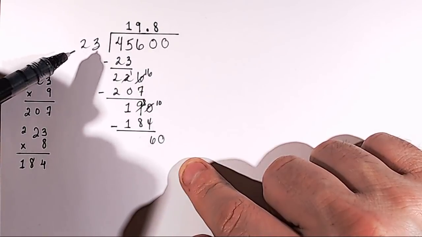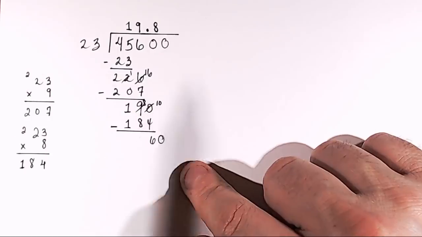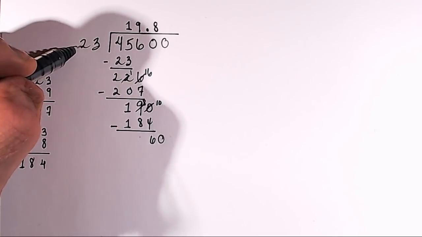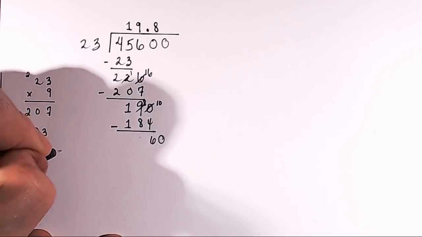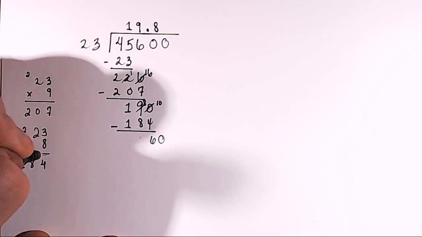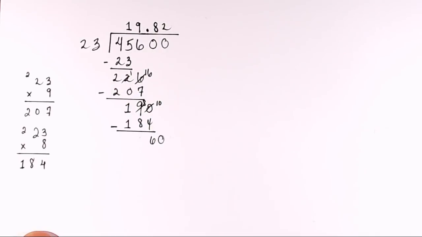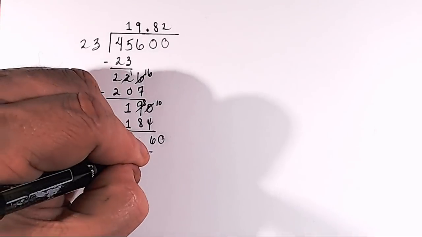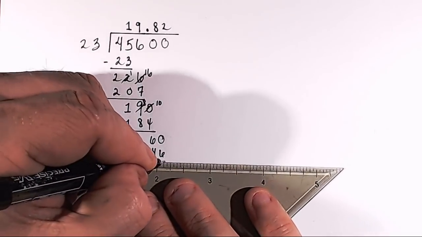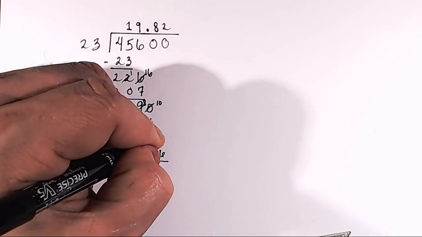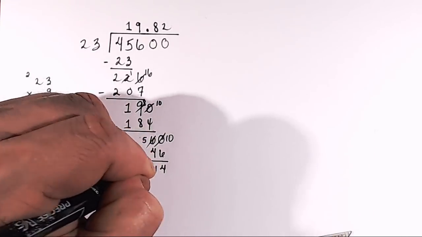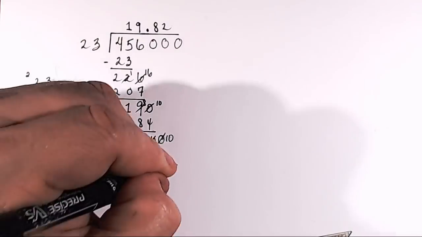So how many times will 23 go into 60? Well, 23 times 3, let's check that, is going to be more than 60. So 23 times 2 would be 46. So 2 times 23 is 46. And we will do the subtraction. This becomes a 5, this becomes a 10. So now it is 4 and 1. Okay, and now I bring down another 0.